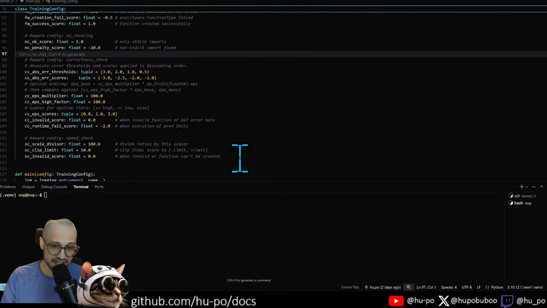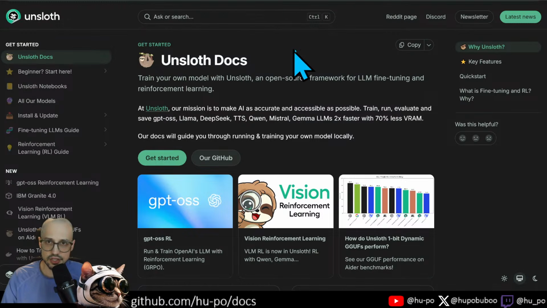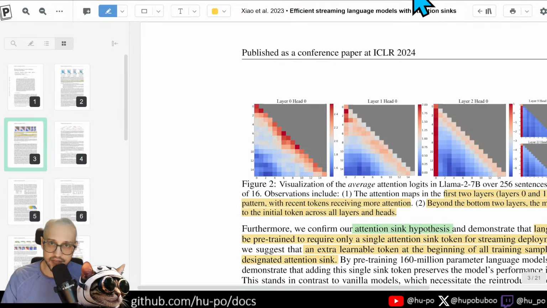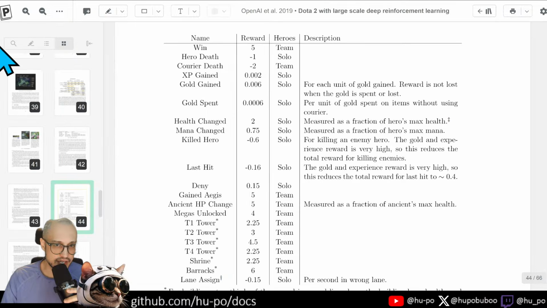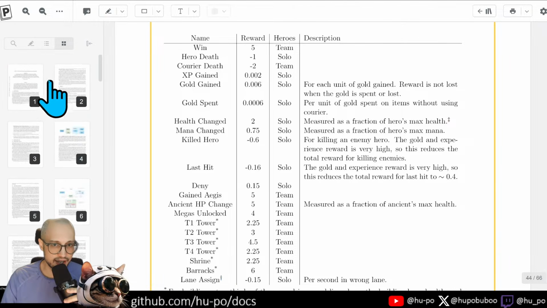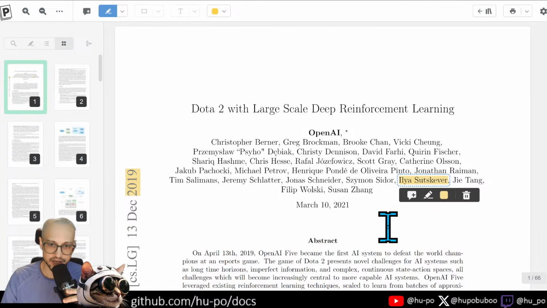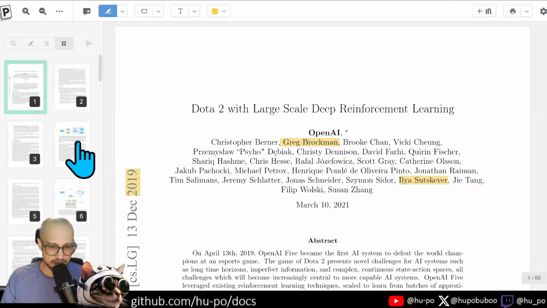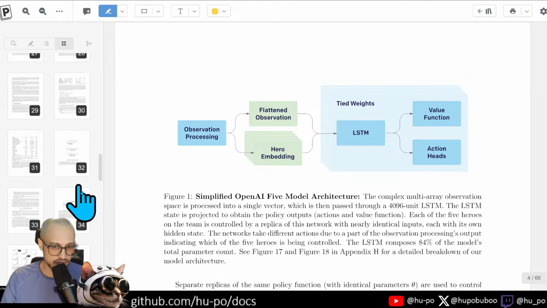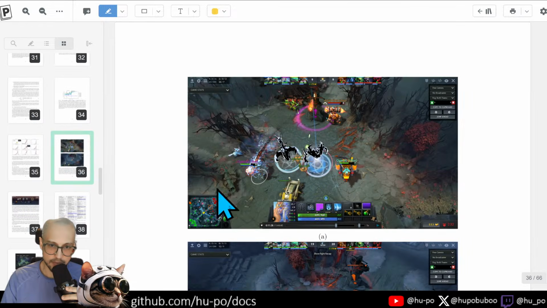So that's one of the hardest things about RL right now, this kind of reward function engineering. And just to show you that this problem has been around for a while, this is the original OpenAI Dota 2 with Large-Scale Deep Reinforcement Learning paper from 2019, so quite an old paper at this point. You can see some of the classic names on here. We got Ilya, we got Greg. In this paper, they just kind of solve Dota 2. They get an agent that plays this kind of MOBA video game.